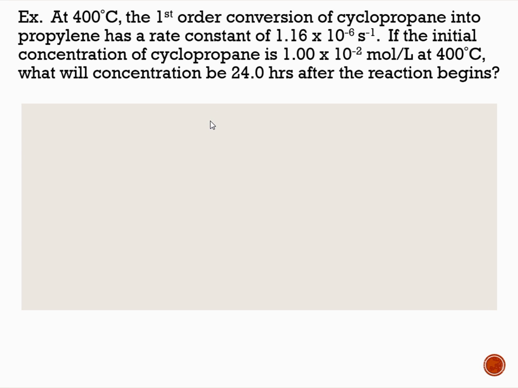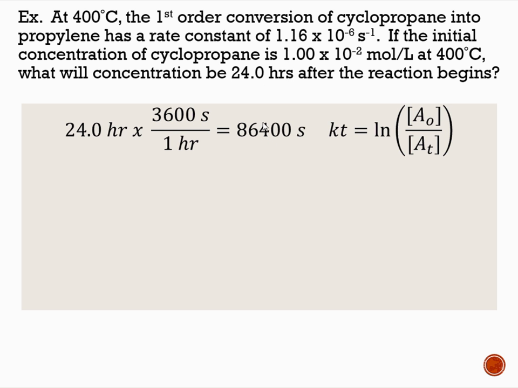So this is a question that asks us to determine concentration. It's a first order conversion, so it tells us in the question it's first order, cyclopropane to propylene, and there's a rate constant of that value. If the initial concentration of cyclopropane is that value at 400 Celsius, what will the concentration be 24 hours after the reaction begins? Now it's important to remember what our equation says for a first order reaction. It's concentrations and time and the rate constant. And the time needs to match between your rate constant K and the time values in your equation. So we need to convert our hours down to seconds.